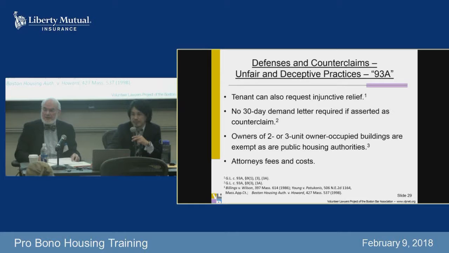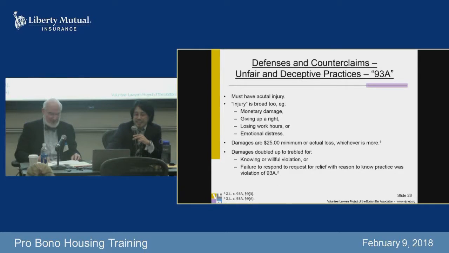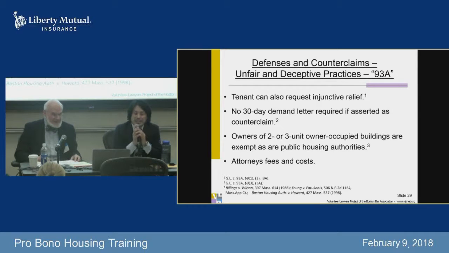Yes? How do you know whether double or triple attaches? Whether it's double or triple? Well, we would ask for triple, and then it'll be up to the judge's discretion to decide whether it's double or triple. Yes, we would ask for triple. Okay. So in 93A, the tenant can also request injunctive relief, right? So in the same claim, if there's the leaky roof, damages might attach, but part of the 93A request for relief would also be to fix the roof. And again, no 30-day demand letter is required if it's asserted as a counterclaim.